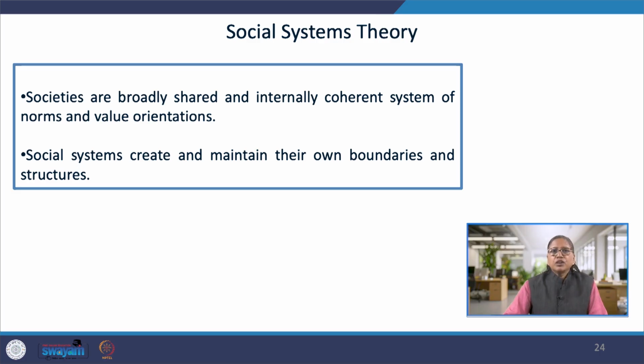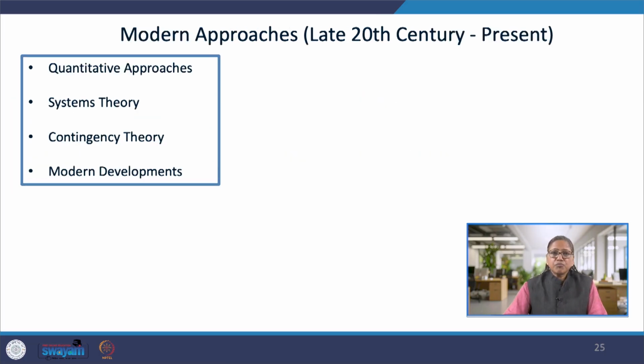So, conclusively, social systems theory says that an organization is a social system. Organizations are about the communication of decisions, not just the actions of individuals. How decisions are communicated and shared with other individuals in the social system within various processes is very important. Further, we will discuss modern management approaches which started in the late 20th century till date.